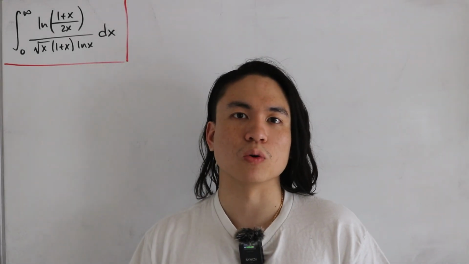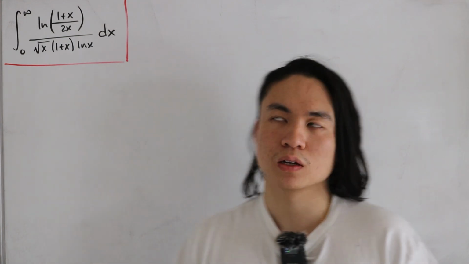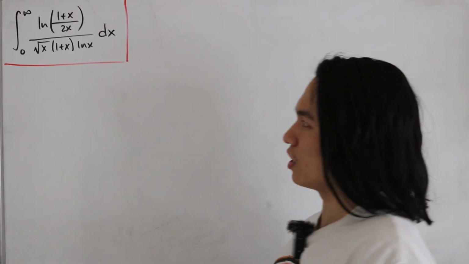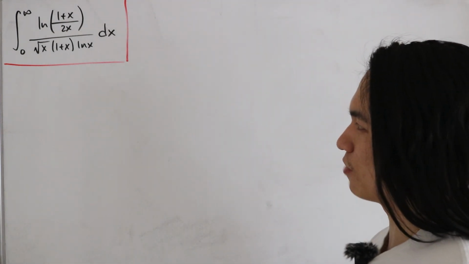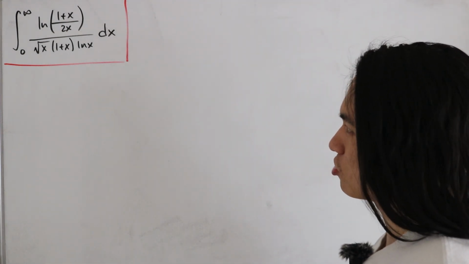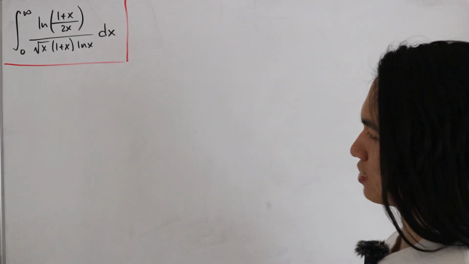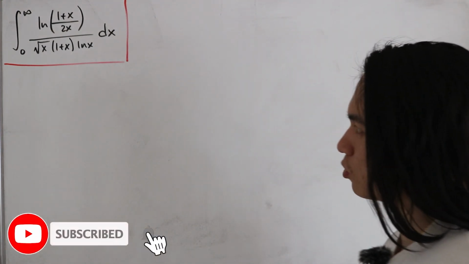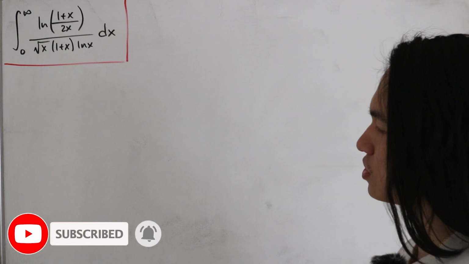Okay, so welcome back to another video. Here's an improper integral over the positive reals, and everything inside our integrand is kind of a little bit of everything, you could say. So we have the natural log of (1 plus x) divided by 2x, all divided by the square root of x times (1 plus x), and then multiplied by the natural log of x.